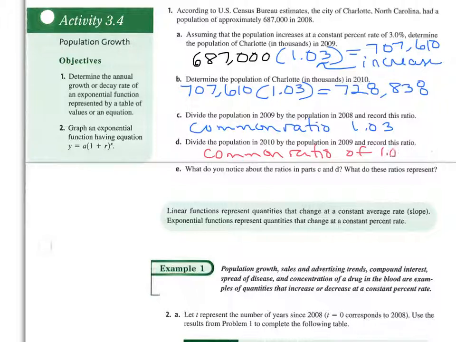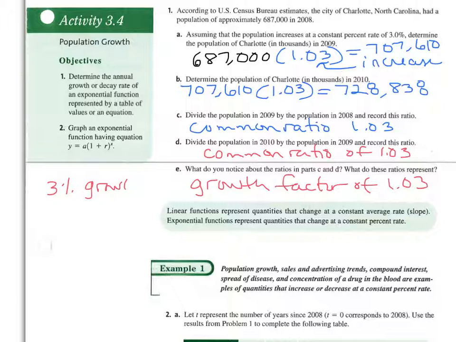of 1.03. So what do you notice about those we just said? So what does it represent? This is our growth factor of 1.03. 3% increase. So our 3% is our growth rate. Okay, so 3%, we're going to see on the next page, they're talking about growth rate. So this is our growth rate. And then the number we actually have to multiply by to have it grow at 3%, that 1.03, would be our growth factor.